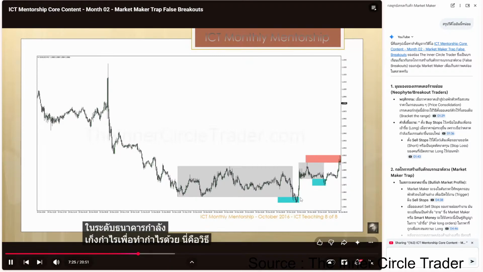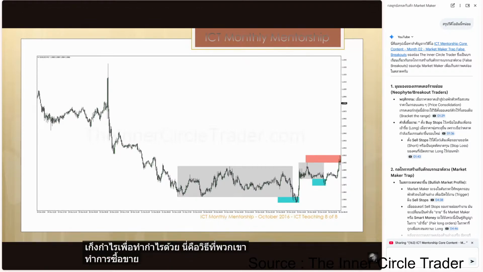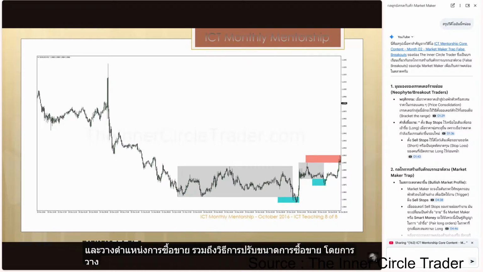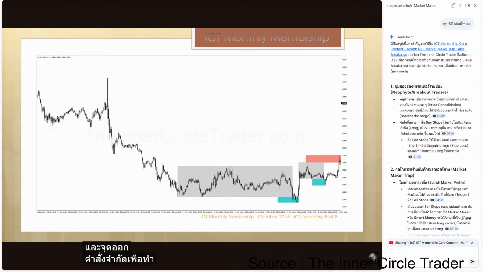speculating for profit. So this is how they actually take their trades and put them on, and how they scale them off, where they're placing their entries and where they're placing their limit orders to get out with a profit.